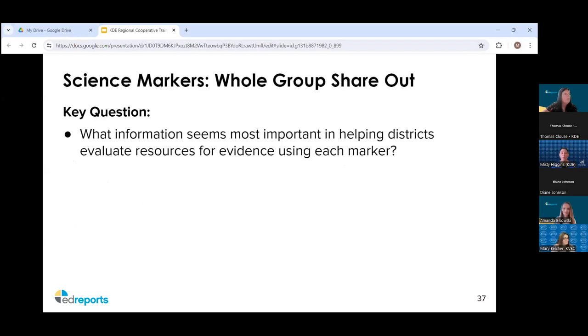So hopefully you had some good conversation, and now we do just want to create some space for you to share out some of the things you discussed in your breakout room. What were some of the things that you all talked about that seemed really important that could help districts when they're evaluating resources using these markers? Please feel free to unmute and share, or you can post your thinking in the chat. So just thoughts around those markers and useful information. And again, feel free to post in the chat or unmute and share. But we would love to hear some of your thinking around that.